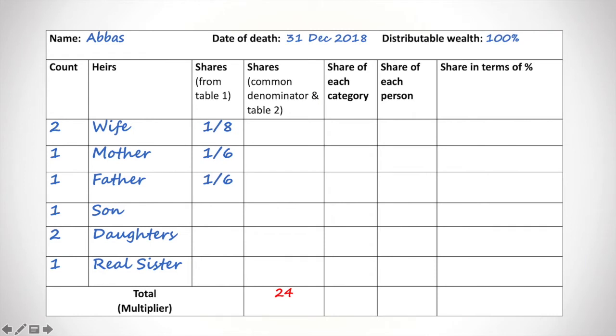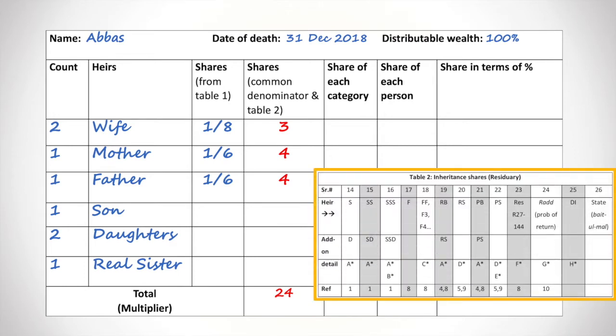So our LCM for 8, 6, and 6 will be 24. 1/8 will turn into 3/24, and 1/6 will become 4/24. We have distributed 11 shares, 3 plus 4 plus 4, and we have 13 more to go. So let's go to table 2 and see who gets the next 13.